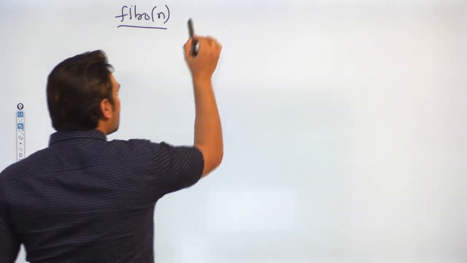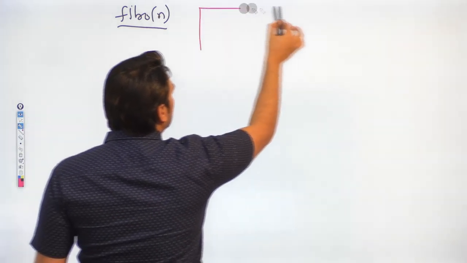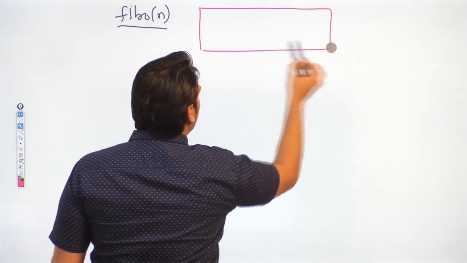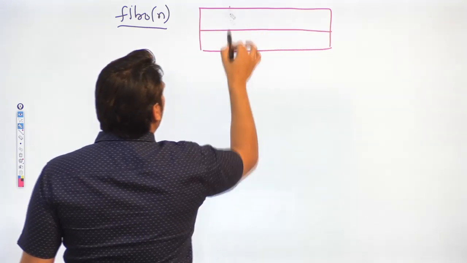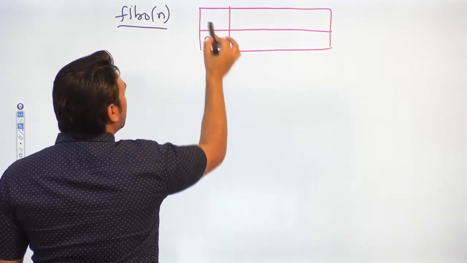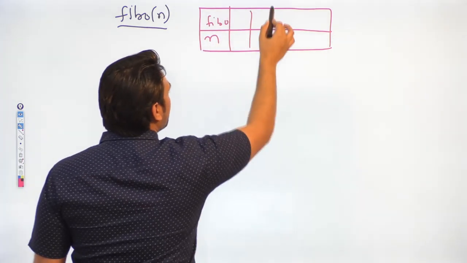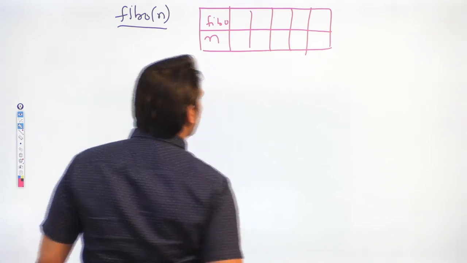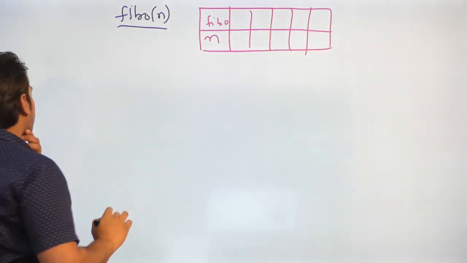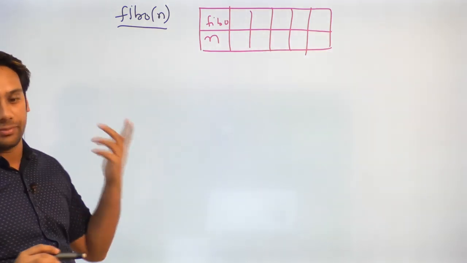Okay. So this is representing the Fibonacci of a number, right? So this is the number n and this is the Fibonacci of the number n. Okay, first let us understand what is the Fibonacci of a number, and then we will see multiple ways, multiple methods to solve the same problem.